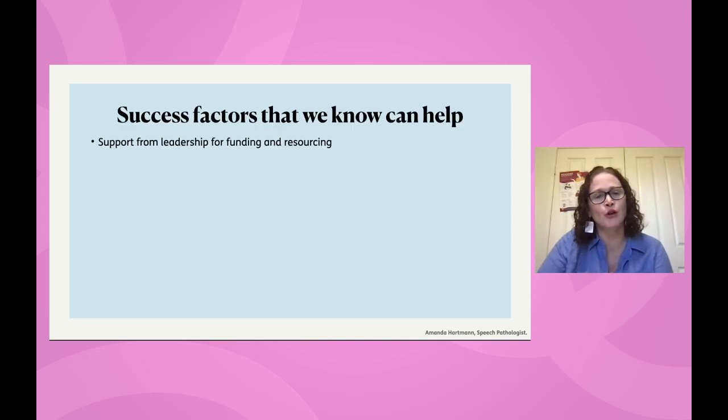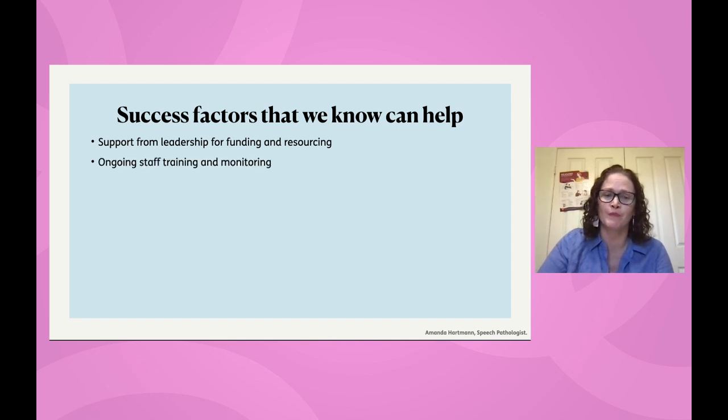But the things that we do know can help are that support from leadership to understand why we need AAC and what the funding and resources requirements are is really important, because ongoing staff training, but also in-class monitoring, lots of practical on-the-ground training and support for teachers that are using AAC is really beneficial.